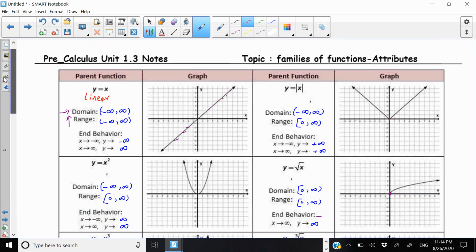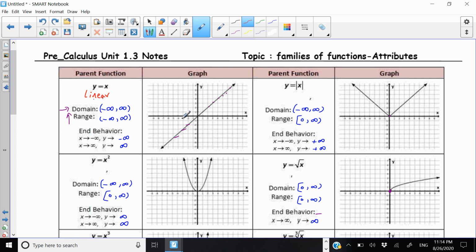Okay. For the linear function, do I have a symmetry to the y-axis? No, because this side of the graph is not exactly like this side. So this is not even. But we have a symmetry to the origin. Any point on here has a mirror on the other side. So this is an odd function. This one, the absolute value function, has symmetry to the y-axis because any point here has a mirror on the other side. So this one is even.